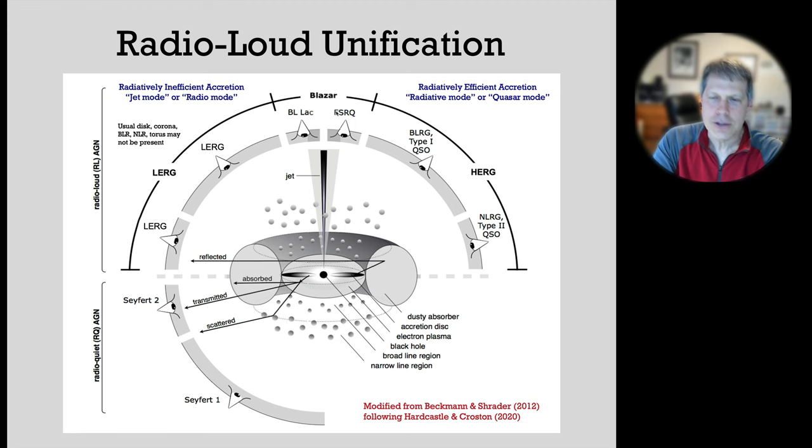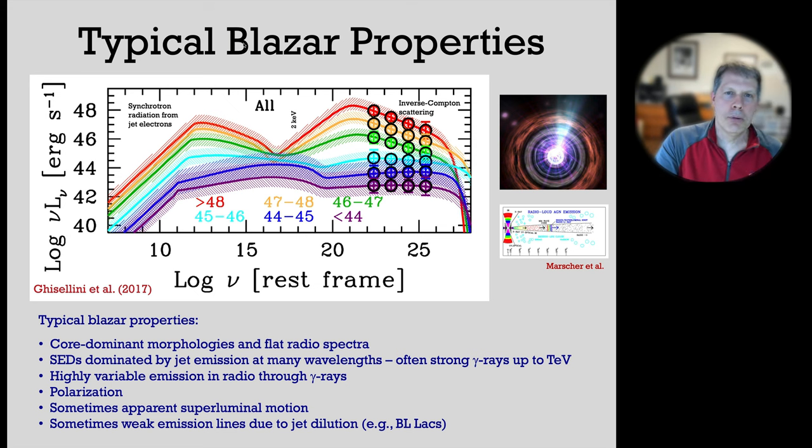I'll just say a few words about these blazars, because they are quite fascinating, and there are extensive studies of them. So blazars, again, are systems where the jet is coming out, and this bright lens flare type emission indicates the bright radiation from the jet. And these blazars, being jet-dominated or strongly jet-contributed systems, have a number of relevant properties. First of all, as you would expect, they tend to have core-dominant morphologies because the jet is pointed right at you. The system is inclined so that you're viewing it pole-on. And then, as you would expect from our classification we discussed earlier, they have flat radio spectra. They also have spectral energy distributions dominated by jet emission at many wavelengths. And they're often strong in gamma rays up to TeV energies.